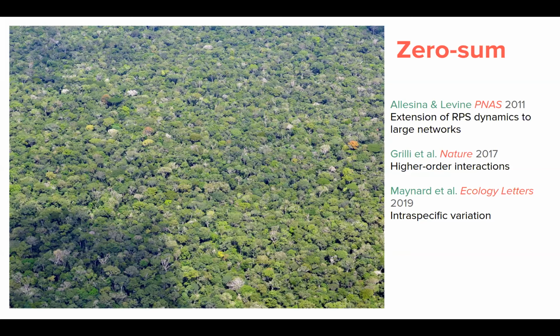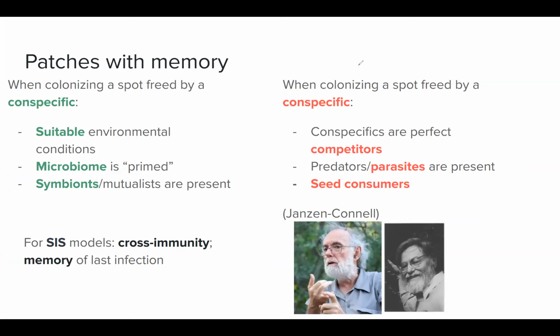And so today I would like to extend in a different direction, one in which patches have some feature that we will call some sort of memory. The idea is basically that the rate at which you colonize a patch depends on who was there before you. Especially, we're thinking about what happens when you're trying to colonize a patch that was freed by a conspecific, by individuals of your same species.